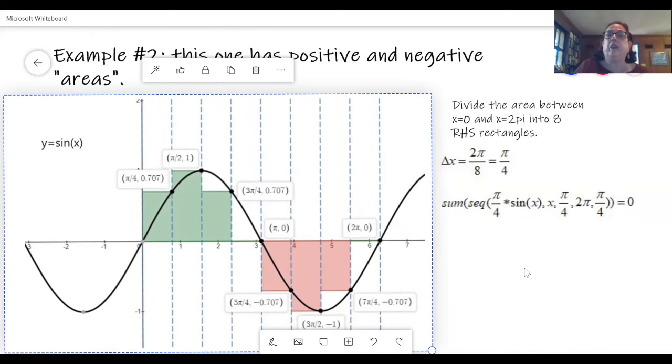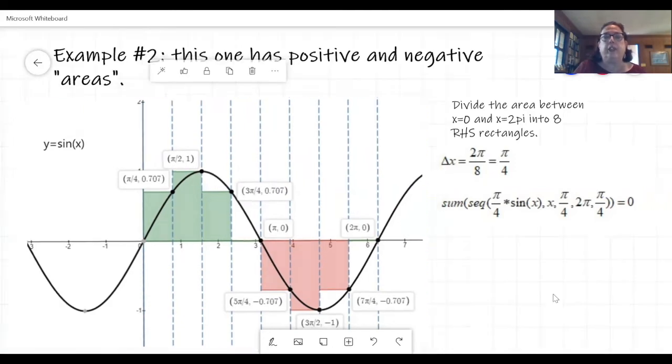So the first thing I did here was to divide the area from 0 to 2 pi into 8 rectangles. So 2 pi minus 0 divided by 8, 2 pi over 8, is pi over 4. So pi over 4 is the base of each rectangle, and sine of x is the height. x is the variable. We're doing right-hand side rectangles, so pi over 4 is the first x value we plug in to get height, and 2 pi is the last. Delta x is pi over 4, and when we do this, we get 0. That's something you might have thought when you saw these areas. You might have thought the positive and the negative areas are probably symmetric.